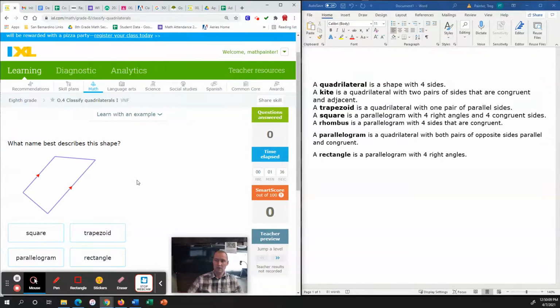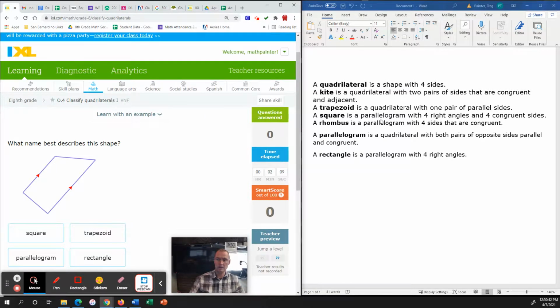A couple of words we're going to need to know: a quadrilateral is a shape with 4 sides. As long as it's got 4 sides, no matter how long or what they look like, and they all connect, it's a quadrilateral. A kite is a quadrilateral with 2 pairs of sides that are congruent and adjacent. What that means is 2 sides are the same, and another 2 sides are the same as well. A trapezoid is a quadrilateral with 1 pair of parallel sides. Early in IXL, we talked about trapezoids.